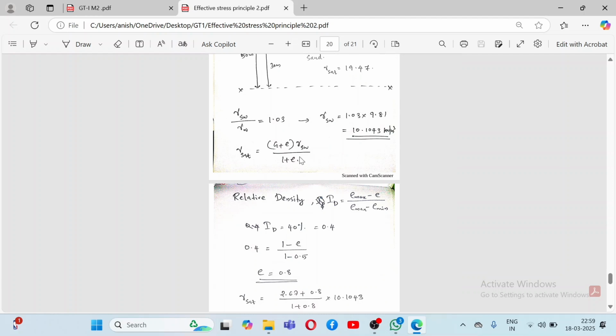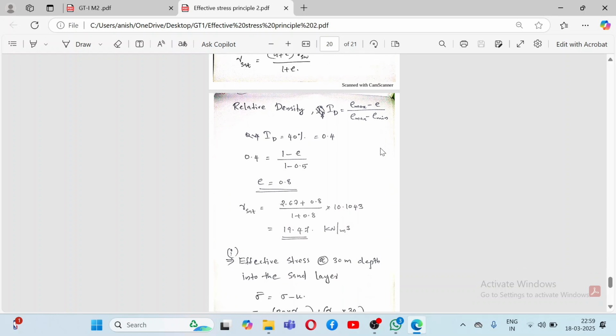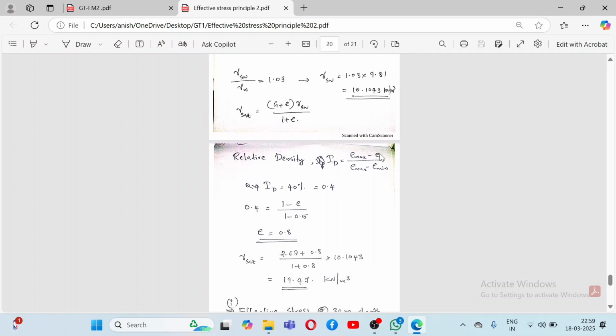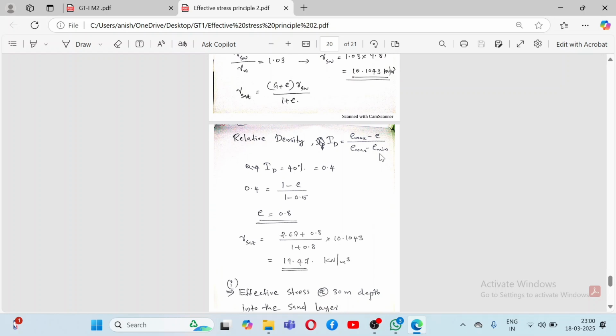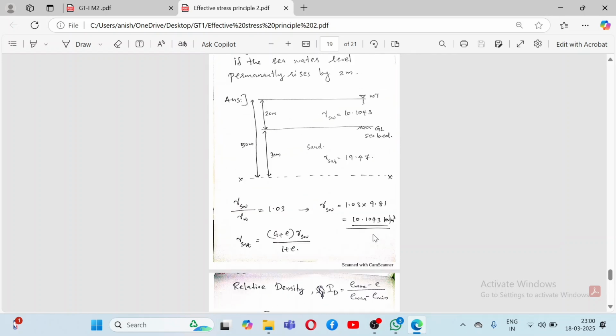So the equation is ID equal to e max minus e divided by e max minus e minimum. ID is already given as 40%, so we have 0.4 equal to (1 minus e) divided by (1 minus 0.5), where 0.5 is the minimum void ratio. So we get the value of e as 0.8. So gamma saturated you can calculate as (2.67 plus 0.8) divided by (1 plus 0.8) multiplied by 10.1043, that is the unit weight of seawater. You get gamma sat as 19.47.